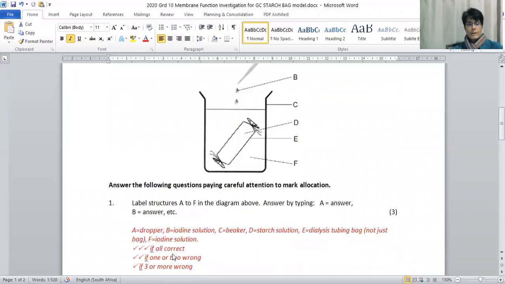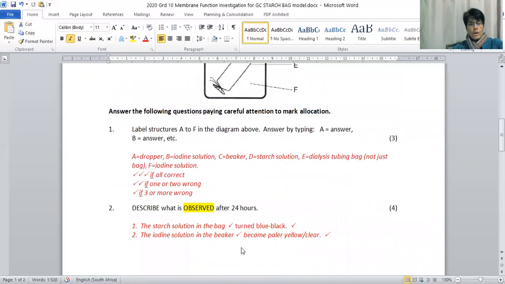Okay, so the first structure here was the dropper, or a pipette. Okay, then iodine, it's actually a solution, all right, because it's iodine mixed with water, so it's pretty dilute, or it's very yellow. Iodine would be iodine crystal, so it's not too serious. And then the beaker, C. D is the starch solution. E is the dialysis tubing bag. You can't just say bag. You need to have something about dialysis tubing there. And then F, some people said water. I had iodine solution. Because, you know, you do drop the iodine solution into the water to make it a dilute iodine solution.